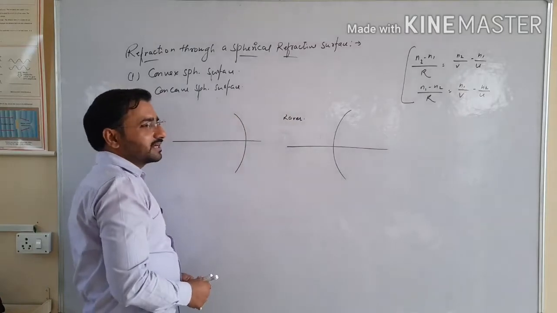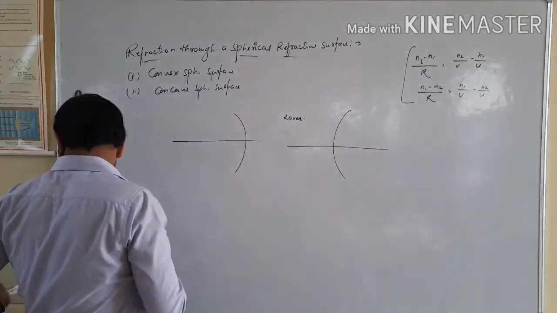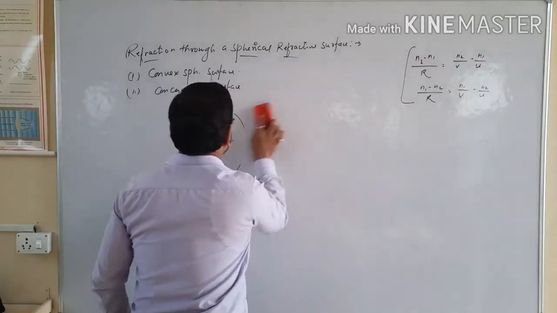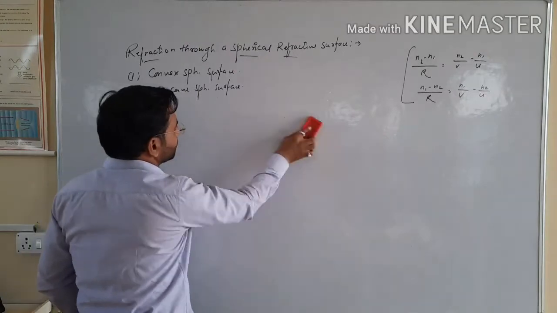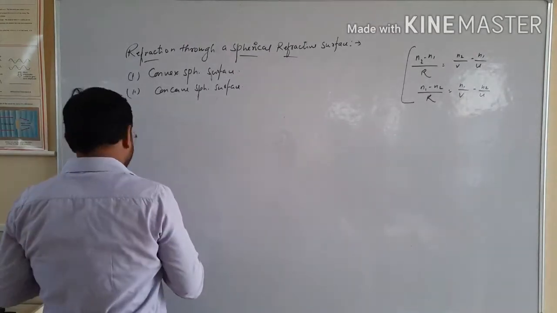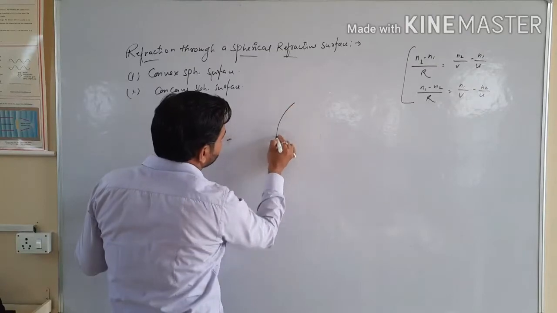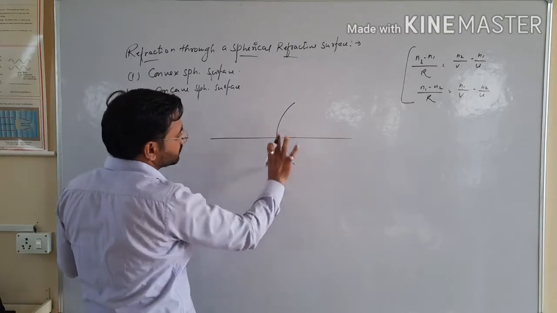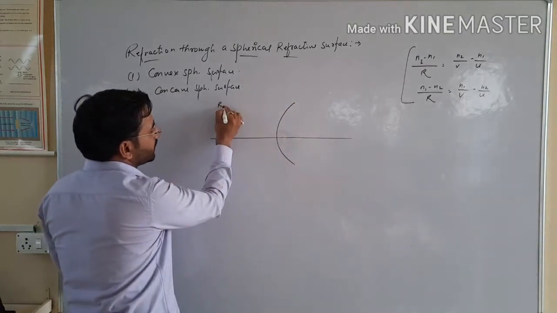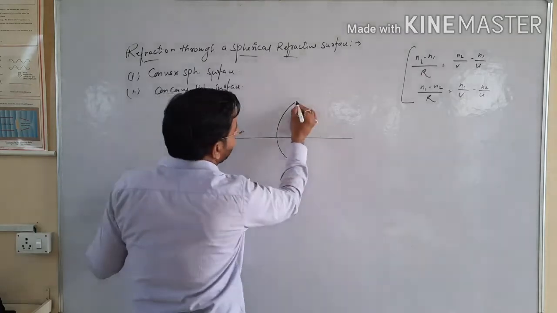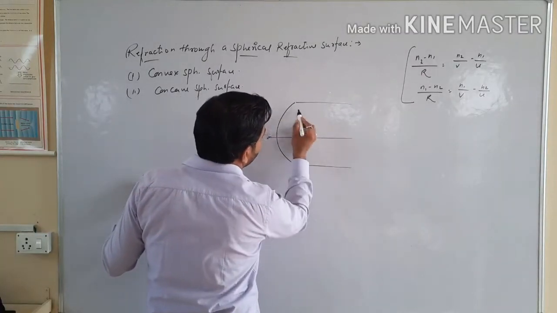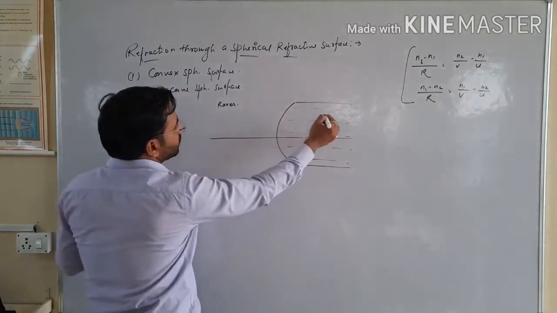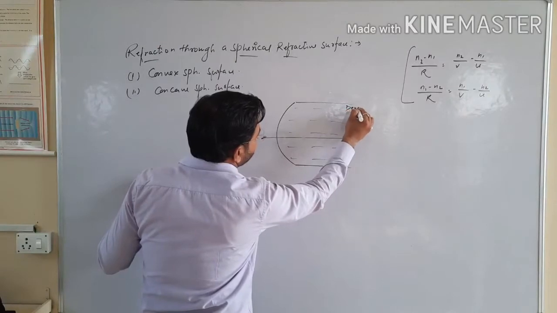So first I will start with refraction through a convex spherical surface. When we discuss the convex surface, it means that the convex part of the spherical surface is toward the rarer medium. This is the rarer medium, and here the light is going from rarer to denser medium. This is the denser medium.